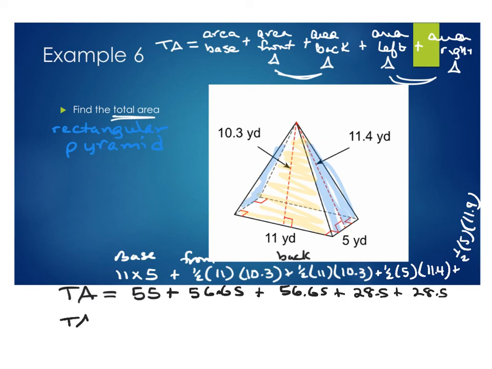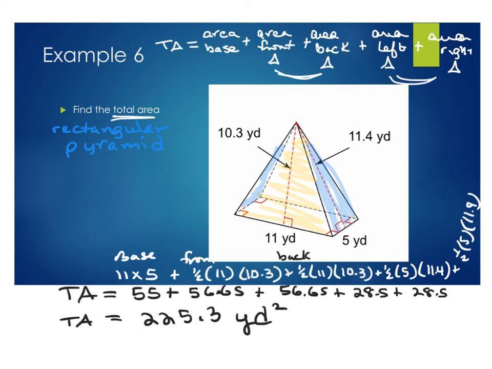Now I'll go back and add these 5 numbers, and I get 225.3 yards squared. So when your figure is not a regular shape as the base, meaning if it's not a square or an equilateral triangle, then you would have to find each of the faces separately and add them up. But in the case of the rectangle, the front and back triangles will be the same, and the left and right.